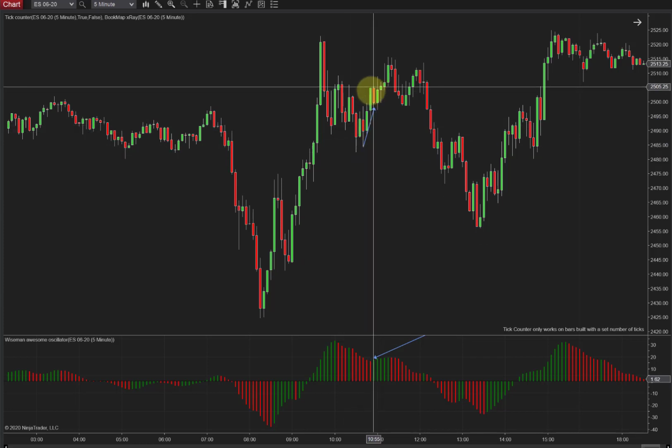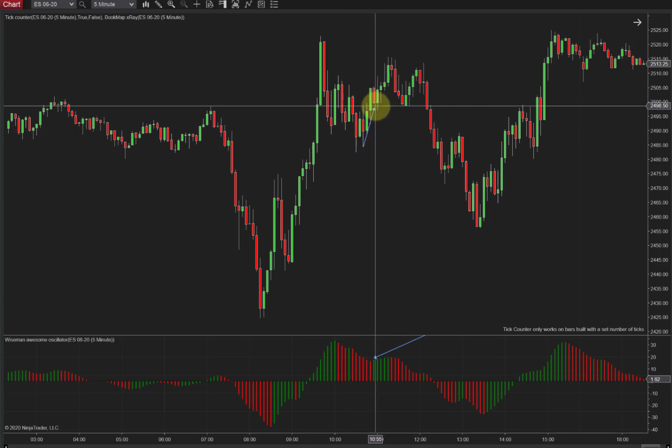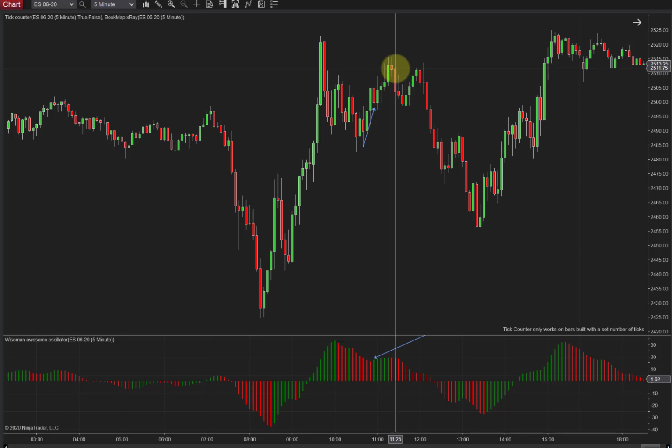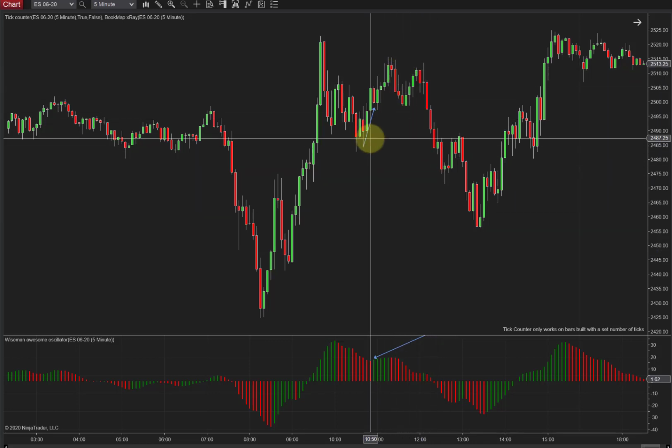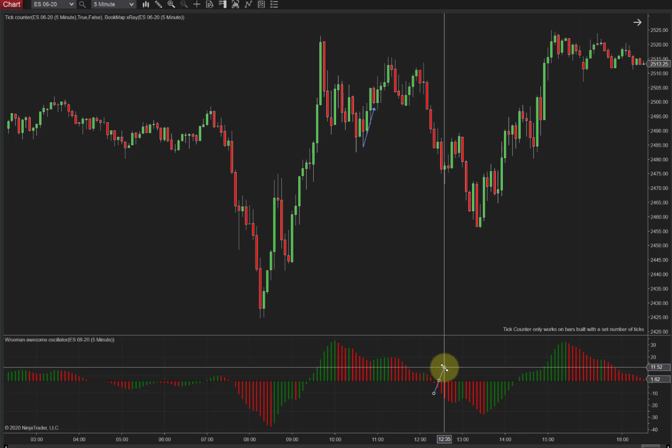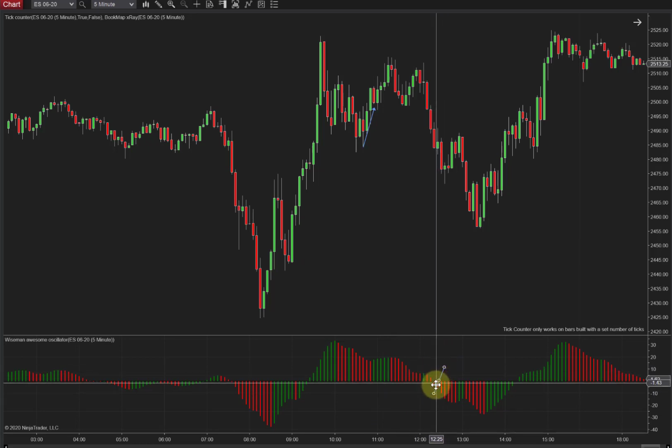Yep. So you would have been on this red bar here. That would have been okay, possibly, for a quick scalp. And then it comes down. So let's see if the saucer worked down here. And just to be clear, the saucer is my least favorite of the strategies.